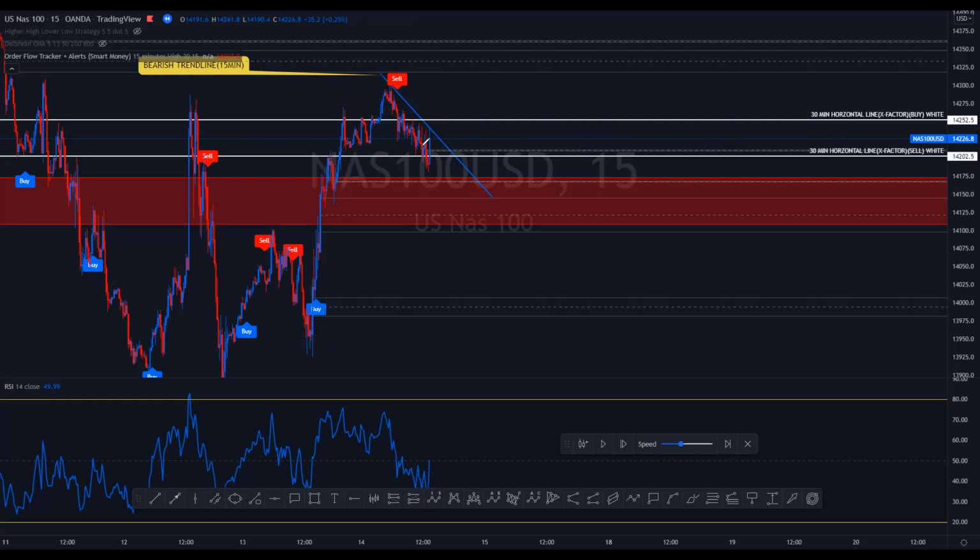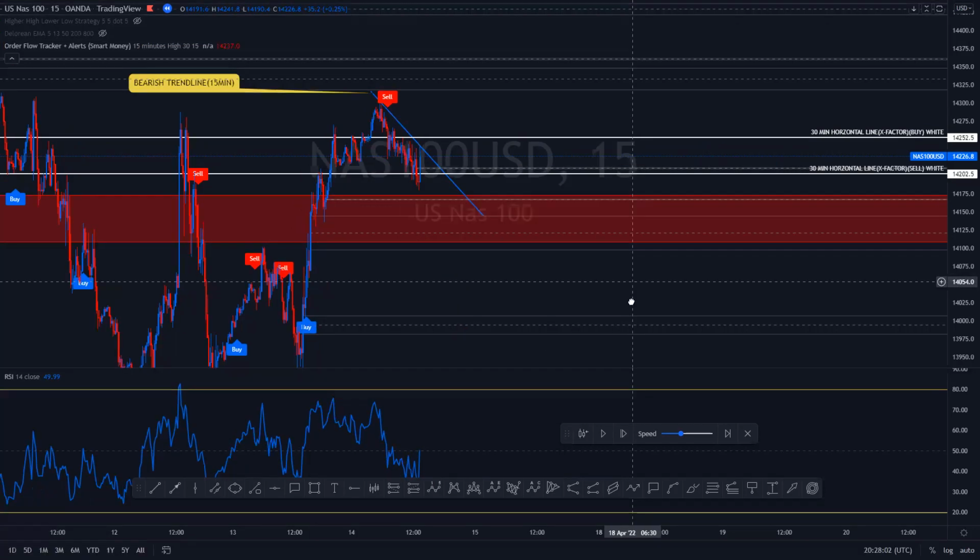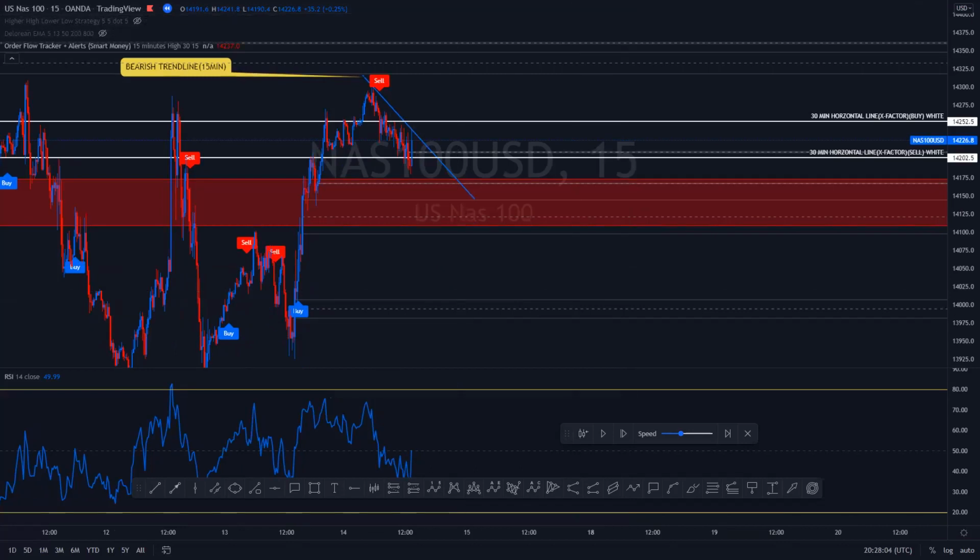And when that happens, the institutions have no choice but to sell off or to send price back to those imbalances to make their money back before going to the next move, okay? Because they don't want to stay in billions of dollars in the hole, okay? They want to try to make their money back as much as possible. So we see that here.